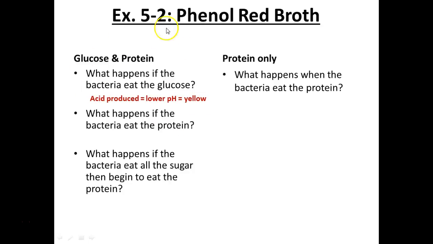What happens if they choose the protein? They're going to deaminate it, right? They're going to produce ammonia. The pH is going to go up, which makes it going to be pink, right?